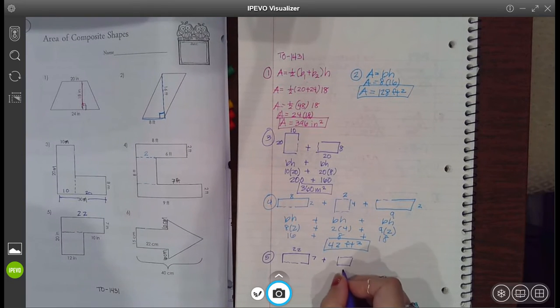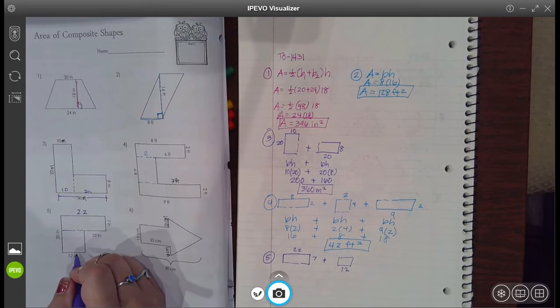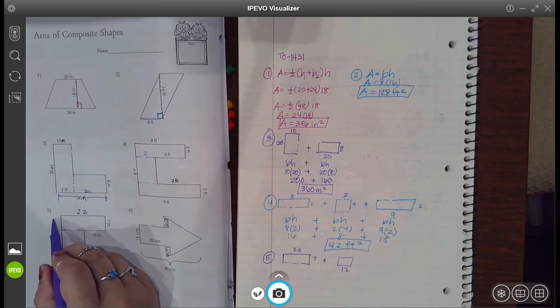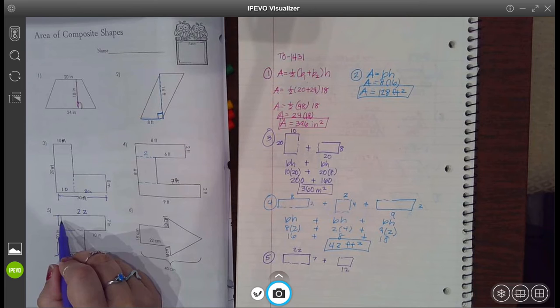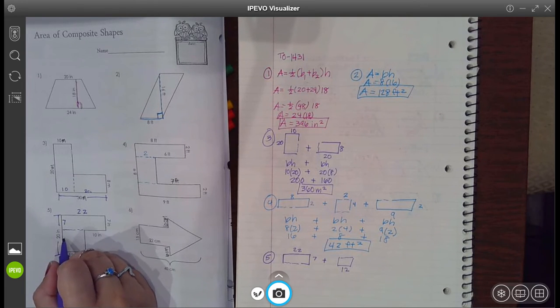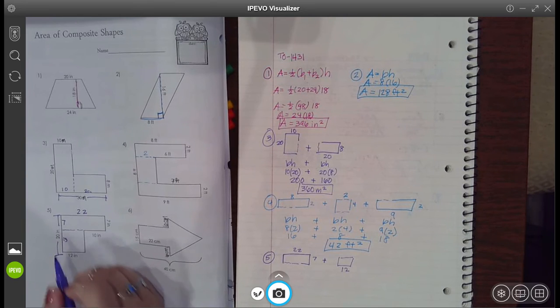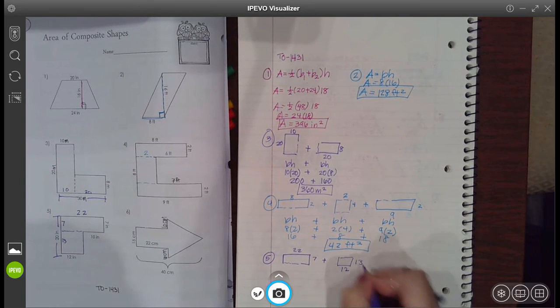Okay, this is 12. That's given. But I need to figure out this part because the whole thing is 20. From here to here is 7. So 7 plus what is 20? That means this remaining part is 13. So this is 13 by 12.